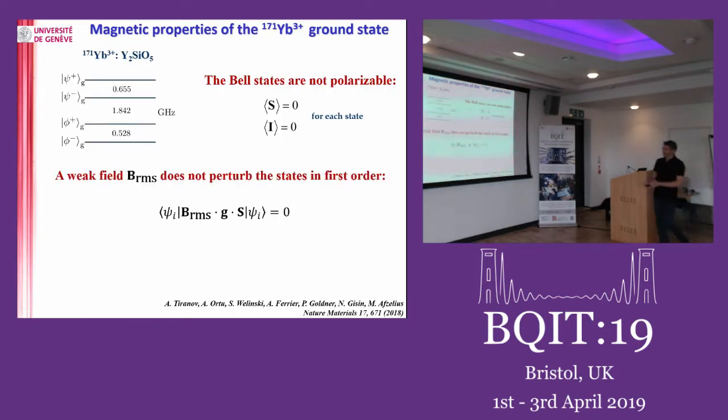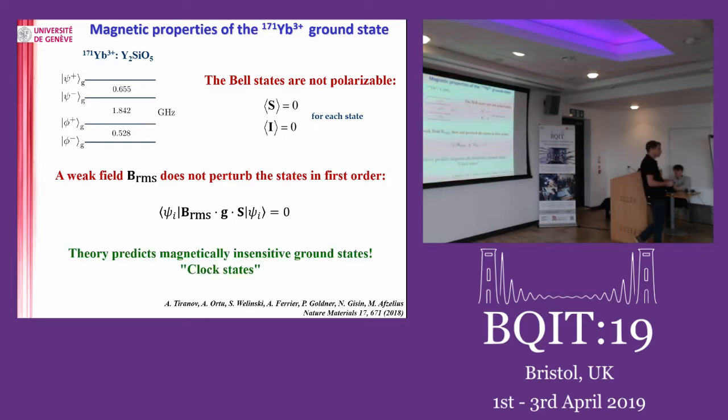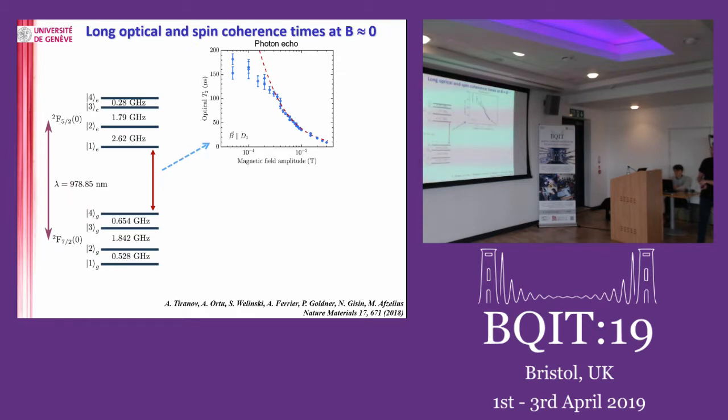So if you do first order perturbation theory, now you put in this weak perturbing field. That's basically taking the expectation value of the S operator, but that's 0. So to first order, a perturbing field does not wobble the states anymore. They stay fixed. And that's what we call a clock state in atomic physics. They are not sensitive to magnetic fluctuations. And we went to the lab, and obviously we did the completely opposite: we did the measurement and then we figured out why.